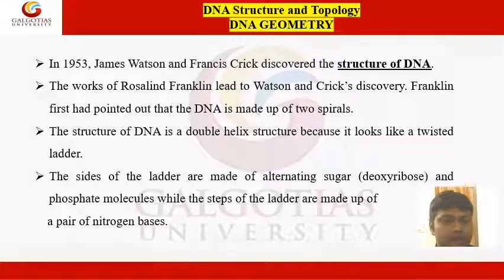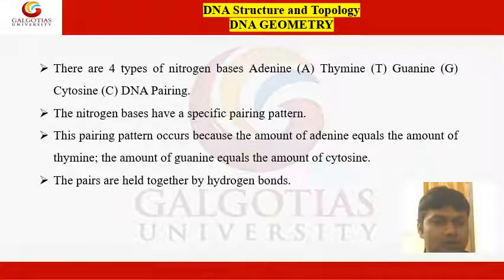The sides of the ladder are made up of alternating sugar units, which are the deoxyribose sugars, and phosphate molecules, while the steps of the ladder are made up of a pair of nitrogen bases. There are four types of nitrogen bases in the DNA. These are adenine, represented as capital A, thymine, capital T, guanine, G, and cytosine, C. The nitrogen bases have a specific pairing pattern or rule.